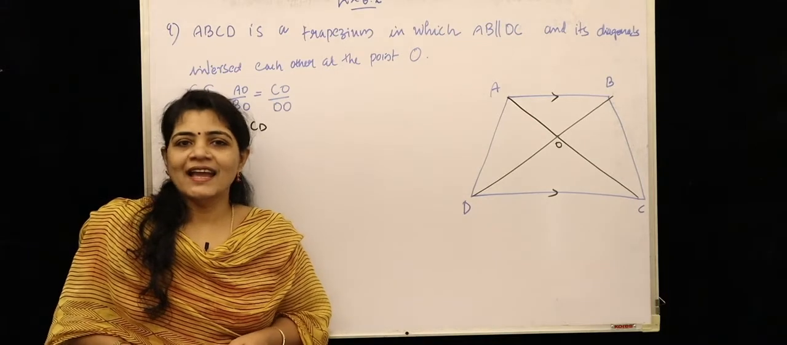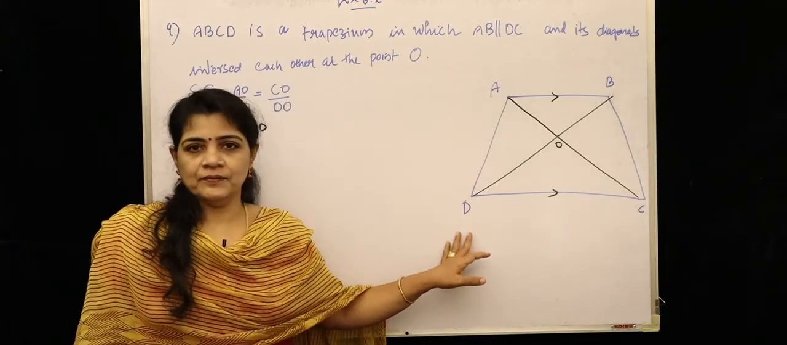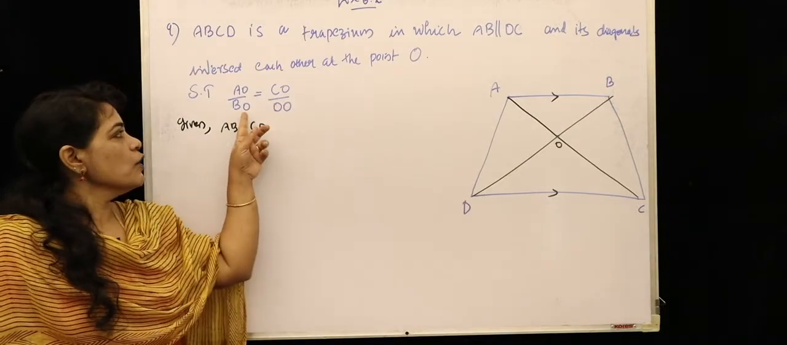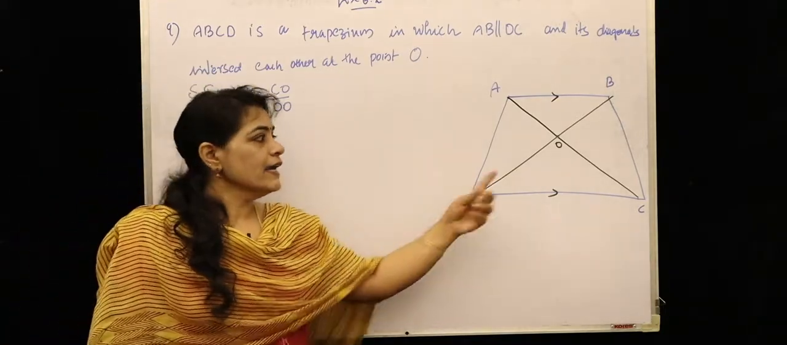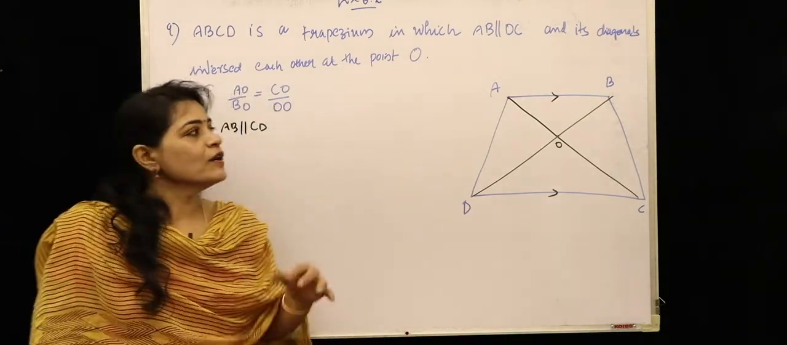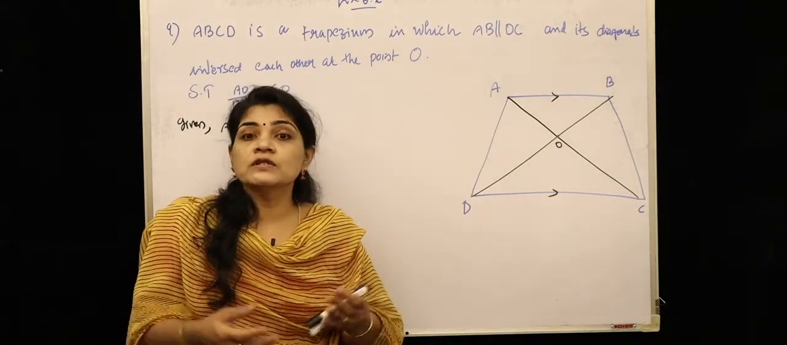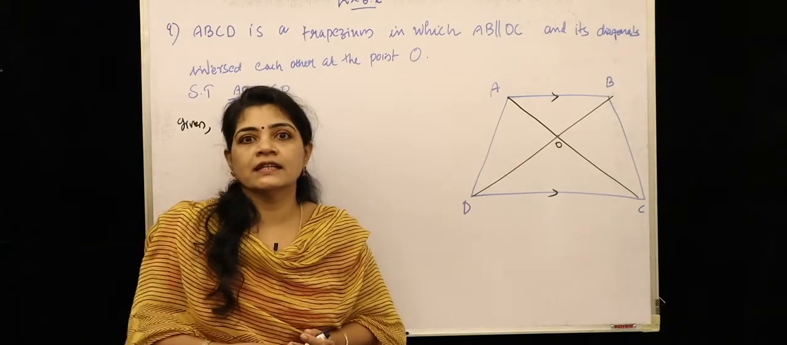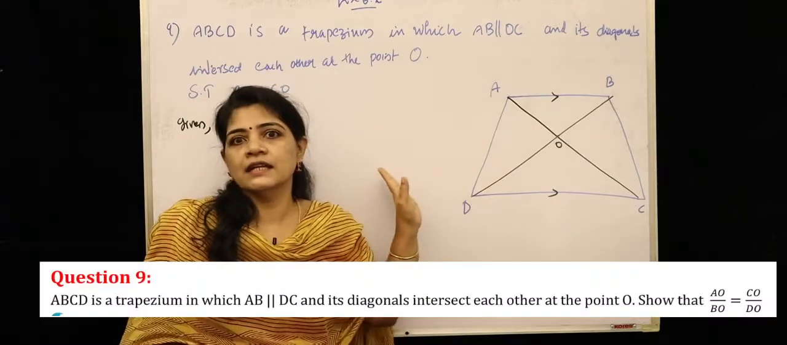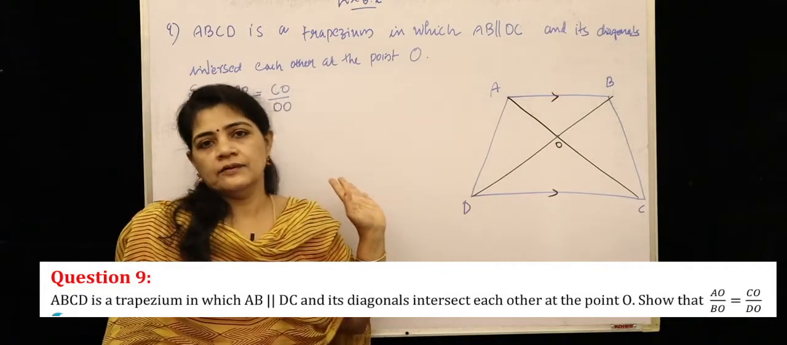Now the 9th question. ABCD is a trapezium such that AB is parallel to CD and the diagonals intersect at the point O. We have to show that AO by BO equal to CO by DO. It's a very simple proof, and very important also, children. What is given? ABCD is a trapezium. Trapezium means a quadrilateral in which any two sides are parallel. So here AB is parallel to CD.